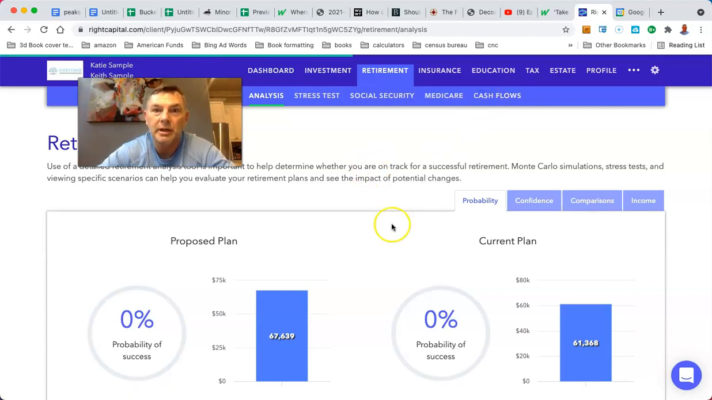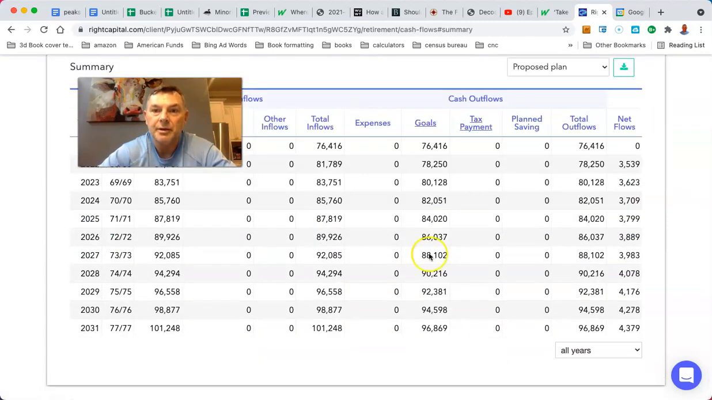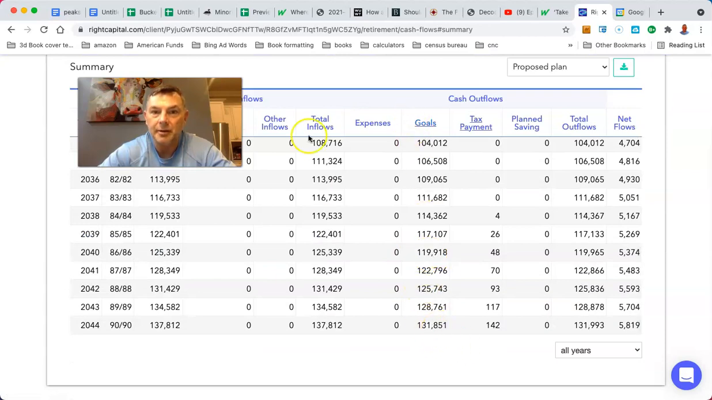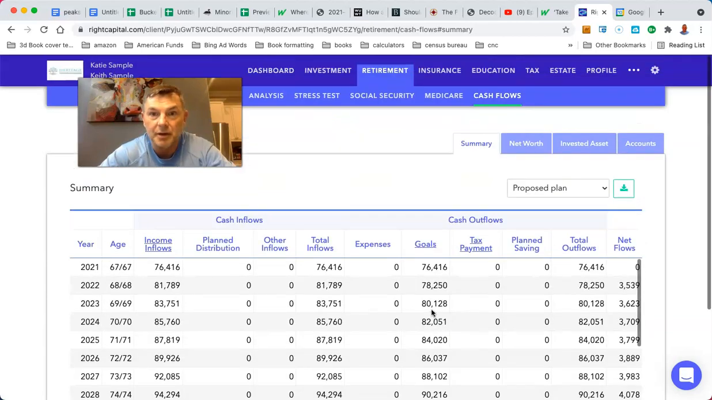It says, all right, well, the bulk of our income is Social Security. Yeah, you might only have a 75% probability of success, but are you running out of money? No. We're not running out of money because our income is 134 in Social Security, and our goals are 128. So we haven't run out of money. It's just the software that says you don't have any money, so inherently you run out of money because we're spending it all.